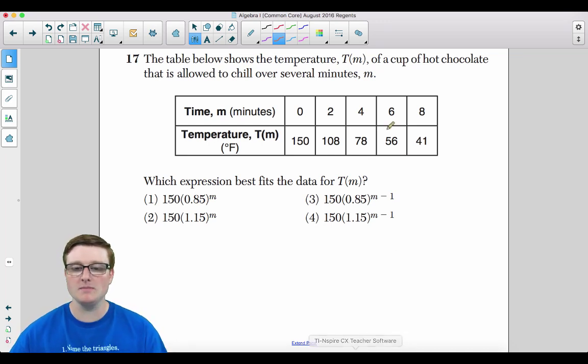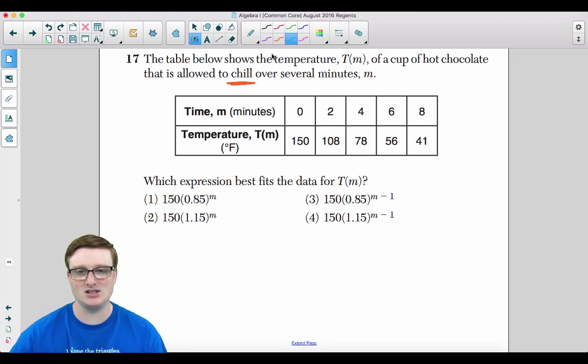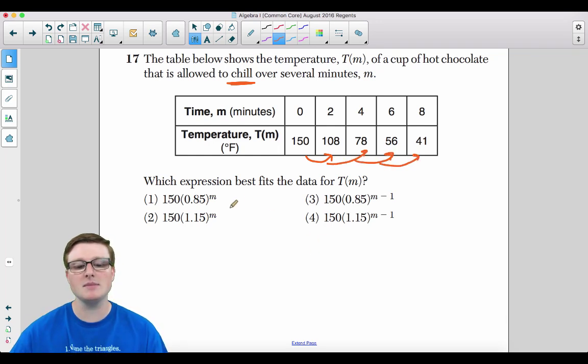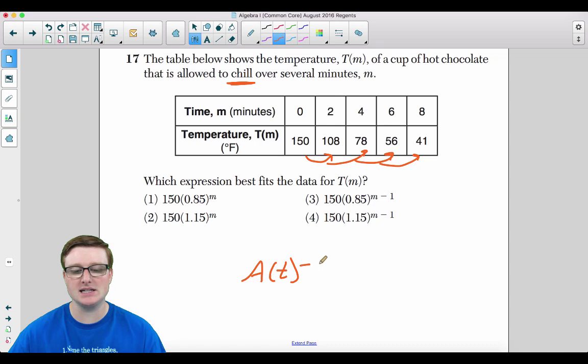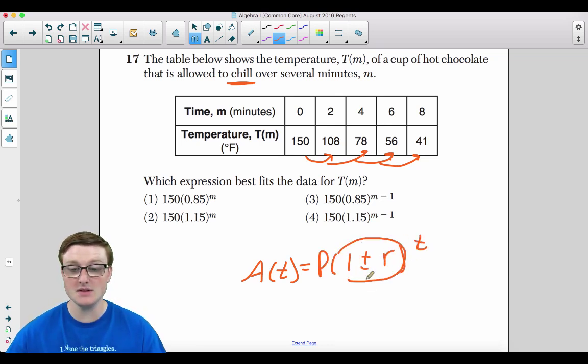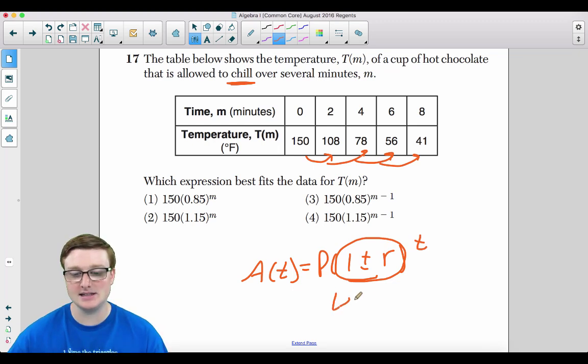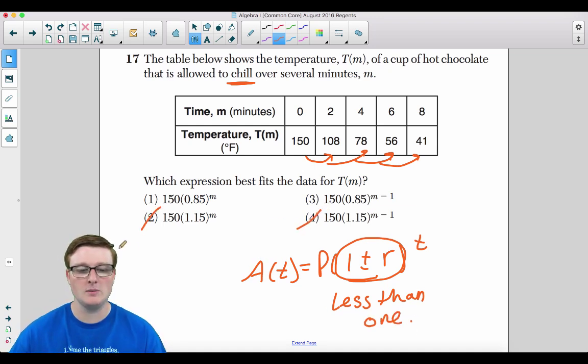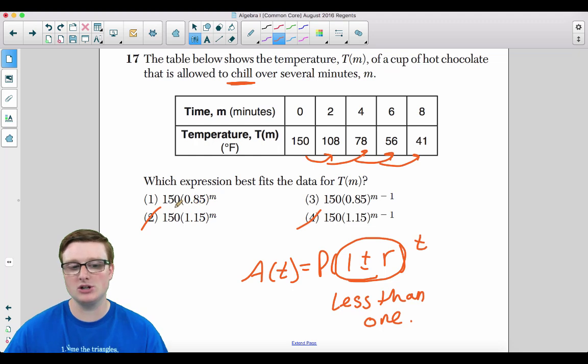Well, really quick, before I graph it, it says chill over several minutes. So when it's chilling, the temperature's decreasing. So that means that if you have A of t is equal to p times 1 plus or minus a rate raised to the t power, this number in here has to be less than 1 because we're looking for a decay function. So we could get rid of choice 4, we could get rid of choice 2. So now we're just going to plug in 1 and 3 and see which one works, because these numbers here are less than the number 1.